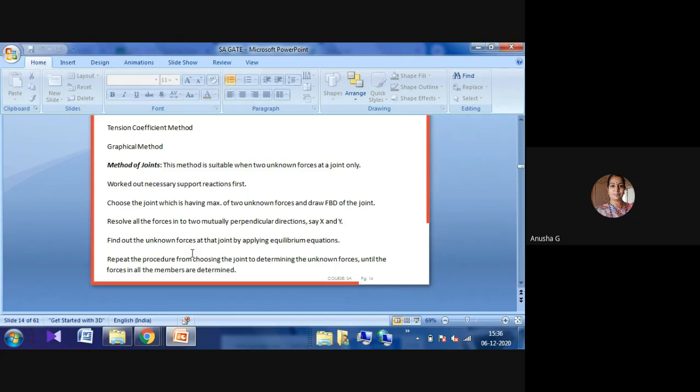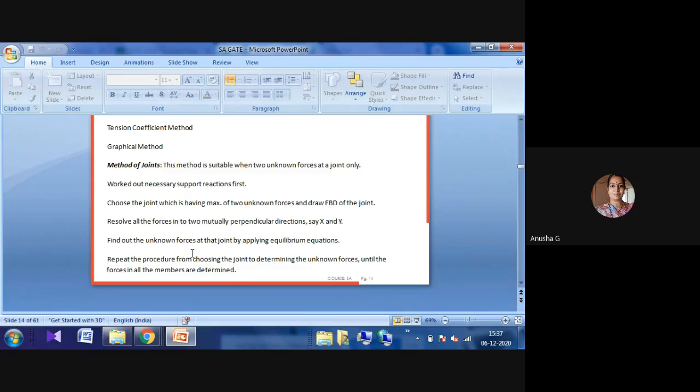Okay, now we observe that we choose the joint which has a maximum of 2 unknown forces, draw the free body diagram, find the unknown forces, and solve. Then we have to resolve all the forces into 2 mutually perpendicular directions, whether in opposite directions or the same parallel direction. Then we repeat the same procedure, choosing a joint and determining the unknown forces, until the forces of all the members are determined.